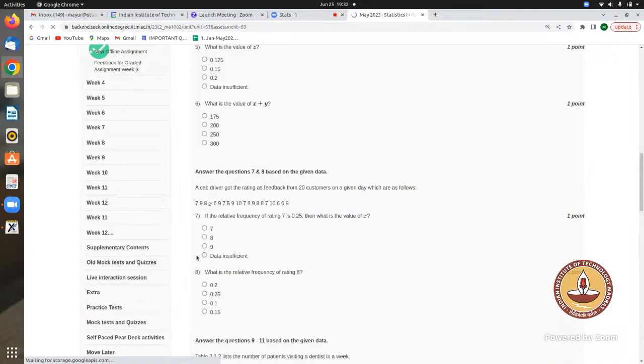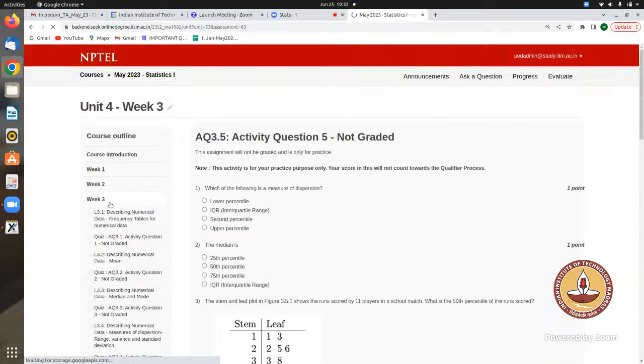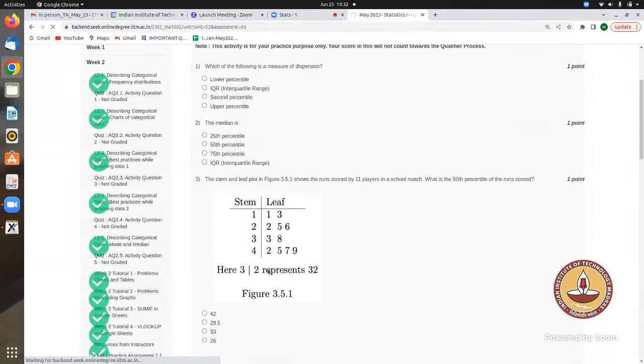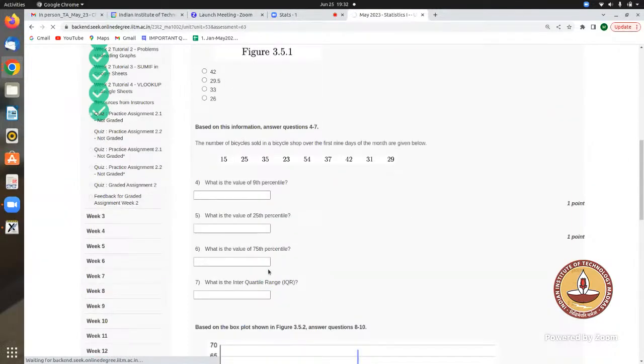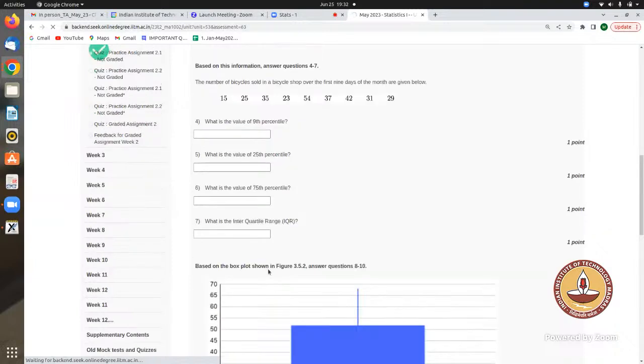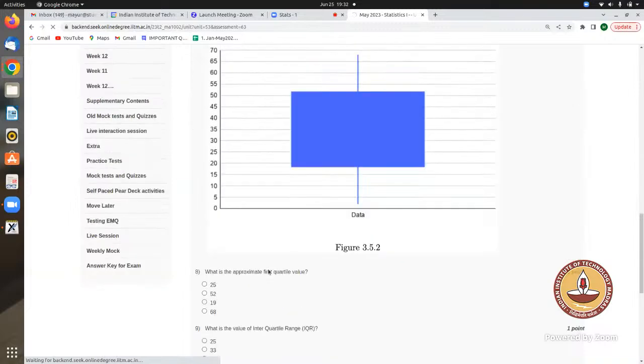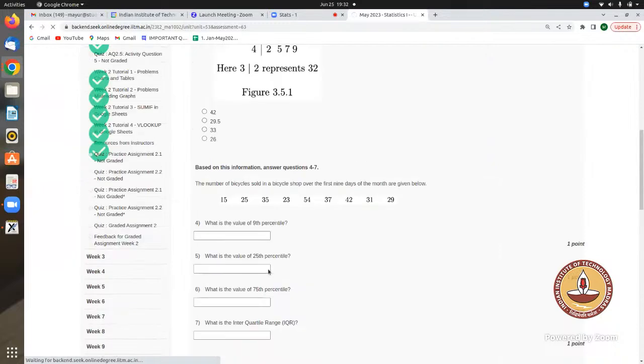Okay, this question, right? A cab driver got ratings as feedback from 20 customers on a given day, which are as follows: 7, 9, 8, x, 6, 9, 7, 5, something like that. What are these numbers? They represent the rating he has got out of 10. So 7 means the rating given by the first customer, 9 means the rating given by the second, like that.